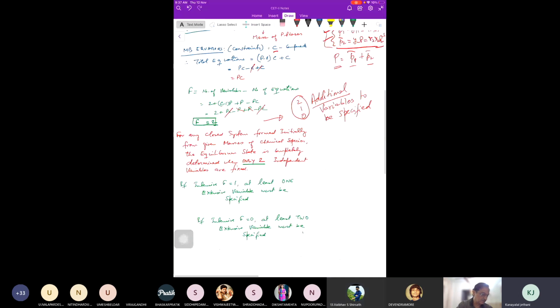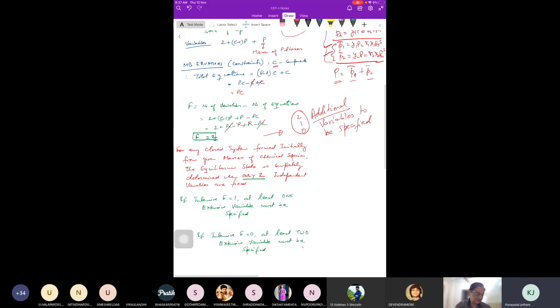Okay. Yeah, so we had done this before. For any closed system formed initially from a given mass of chemical species, the equilibrium state is completely determined only when two independent variables are fixed. Right? That's what I said. If the intensive degrees of freedom F is equal to 1, at least one extensive variable must be specified, the mass. And if F is equal to zero, at least two extensive variables must be specified. Same thing which I mentioned here. So it is together with the phase rule that Duhem's theorem is used. It's not independent of the phase rule. Okay. Any questions on the phase rule and Duhem's theorem?